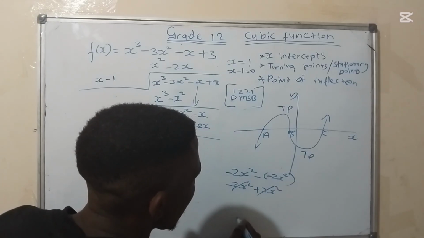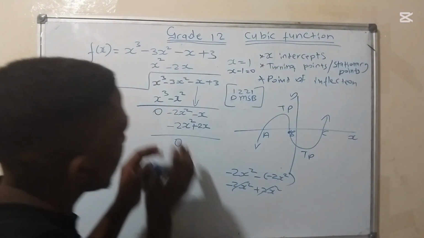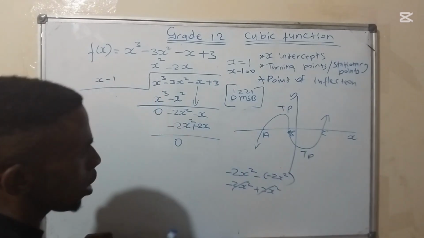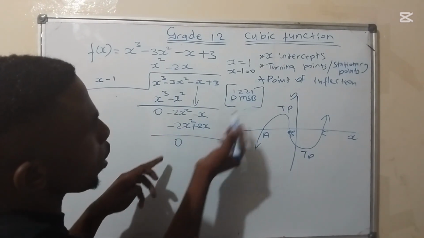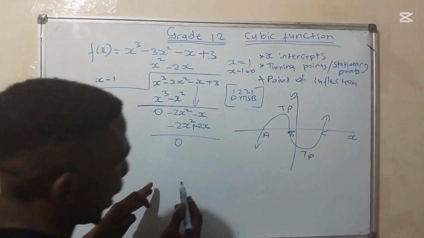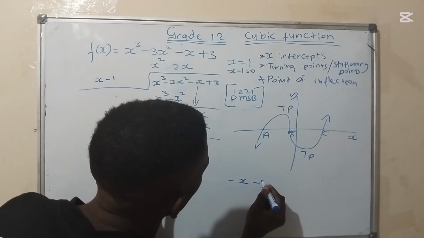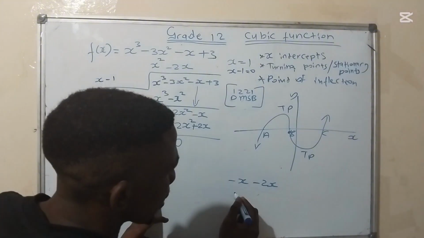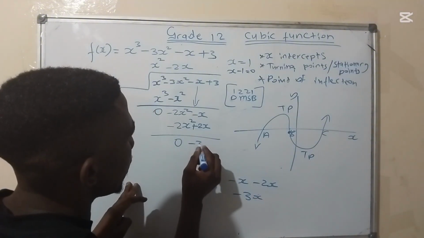Then this and this will cancel. We are going to be left with the 0. As I've mentioned earlier, on this side we are going to be left with 0, 0, 0 all the way until the end. So now let's subtract. We have subtracted once. Now we have to go for subtraction again. We have to subtract how many times? Twice. So minus x minus 2x, right? Minus x minus 2x is minus 3x. Then we have minus 3x.